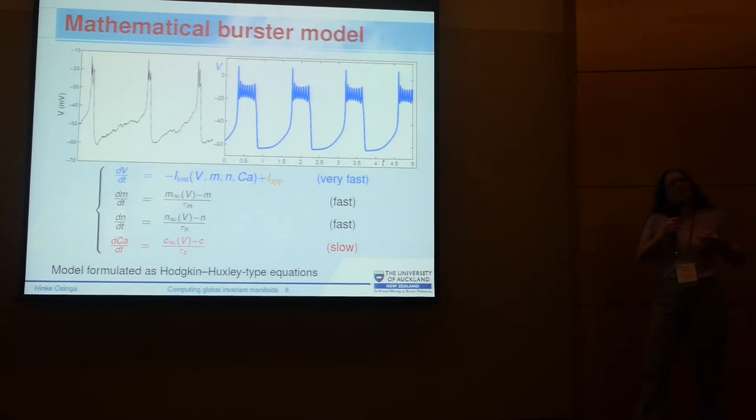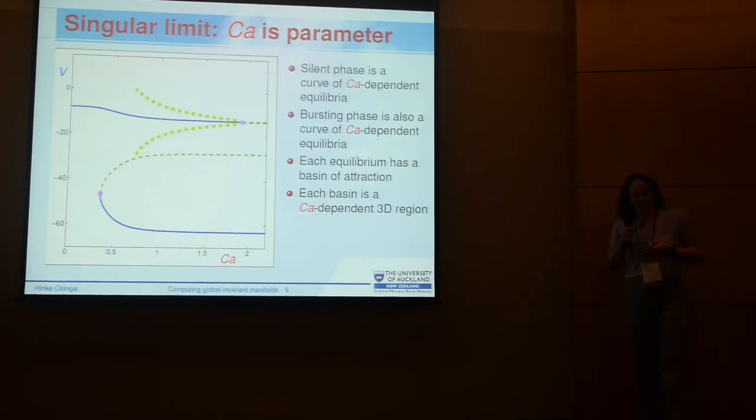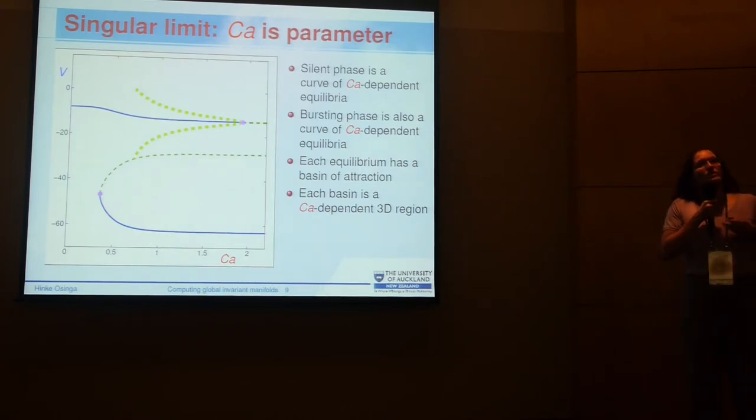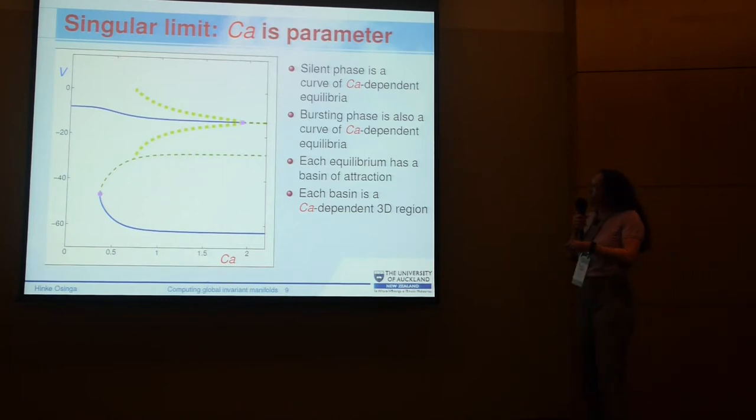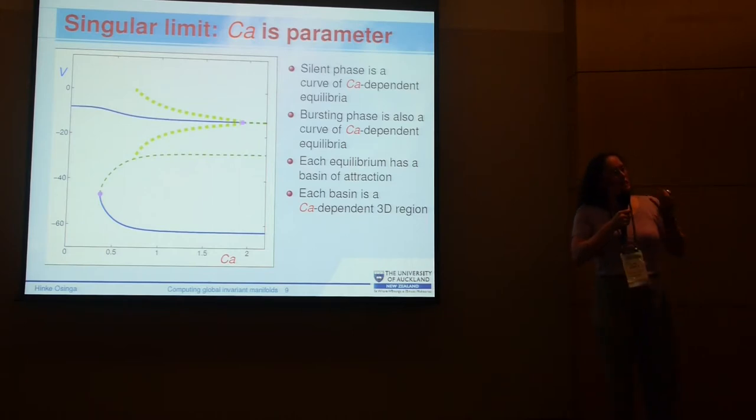The way to look at how this bursting is actually generated is a technique that goes back to 1986, when John Rinzel presented it, saying that if calcium is so slow, why don't we just pretend that it is fixed, it doesn't change? Now we get a family, depending on calcium, of equilibria, with a curve here and a curve there. These blue ones are attracting equilibria. You can think of the lower ones as associated with the silent phase of the voltage potential, and the top one as the bursting phase when the growth hormone is secreted.